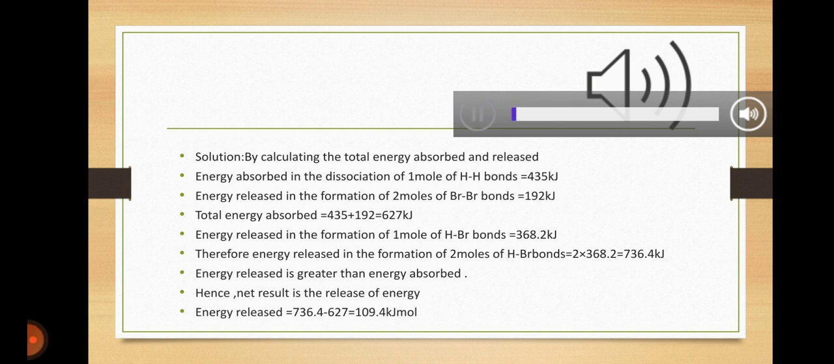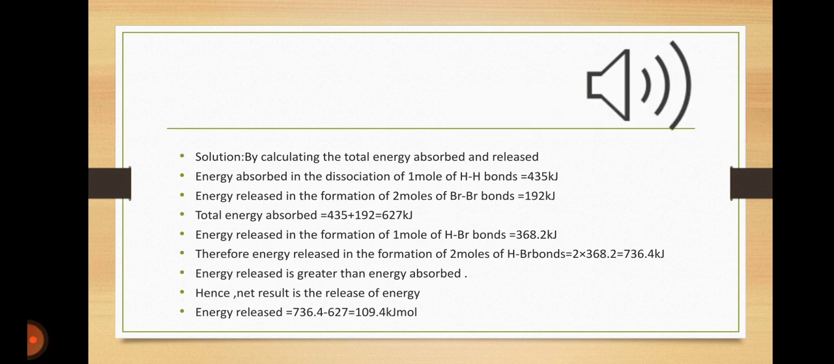Now the solution: by calculating the total energy absorbed and released, we come to know the change in enthalpy of the given reaction. The energy absorbed in the dissociation of the hydrogen bonds is 435 kilojoule per mole, and the energy for the bromine bonds is 192 kilojoule per mole, so the total energy absorbed is 435 plus 192, which is 627 kilojoule per mole.